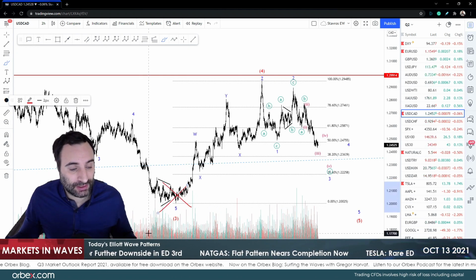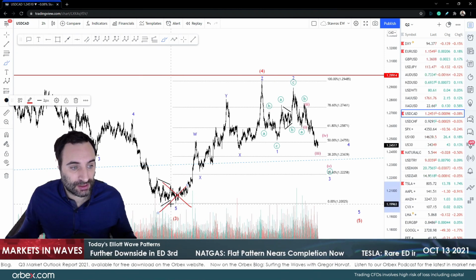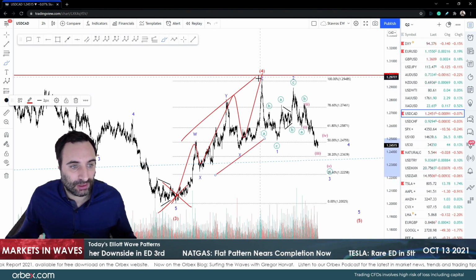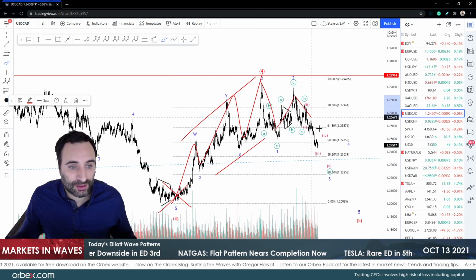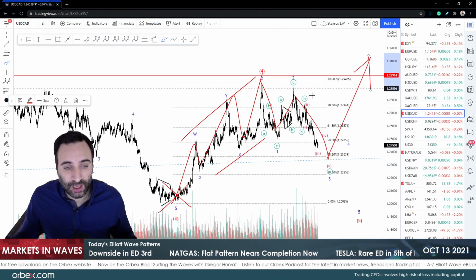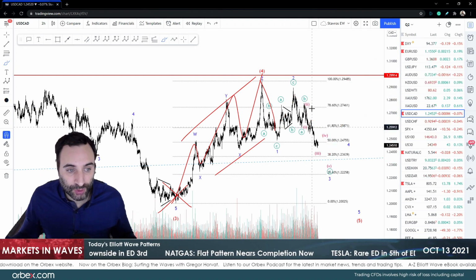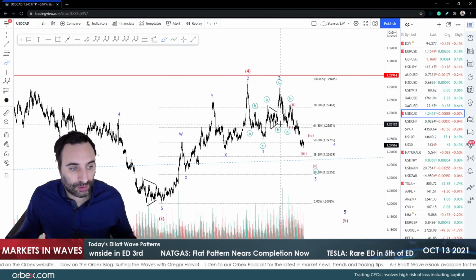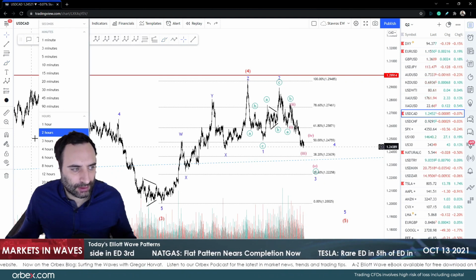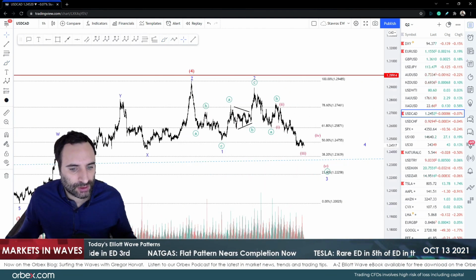Of course, the alternative is that what if we finished here and this is like 1, 2, 3, 4, and 5, an open leading diagonal, and this is W, X, and Y, and then we'll continue all the way up. That is also an alternative, and it's going to take a while for us to know whether this is the case or not. Okay, so either ending diagonal or things are a bit more complicated. You understand that it's not easy to read any other way.